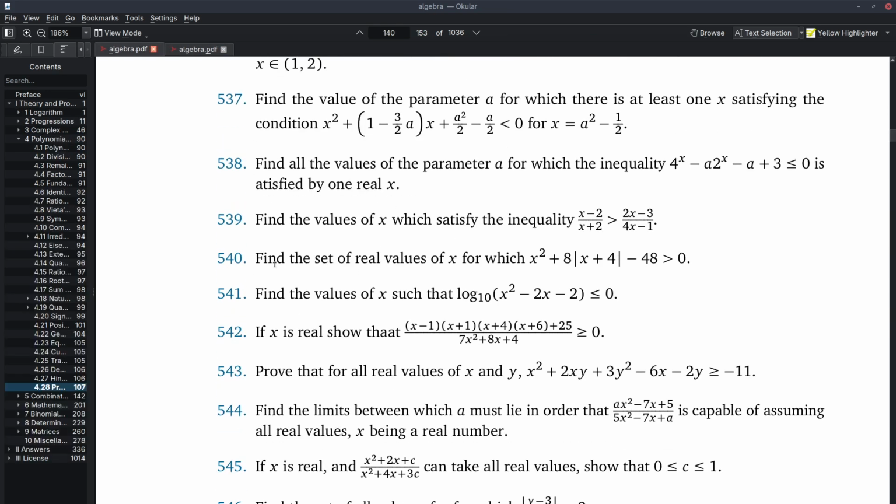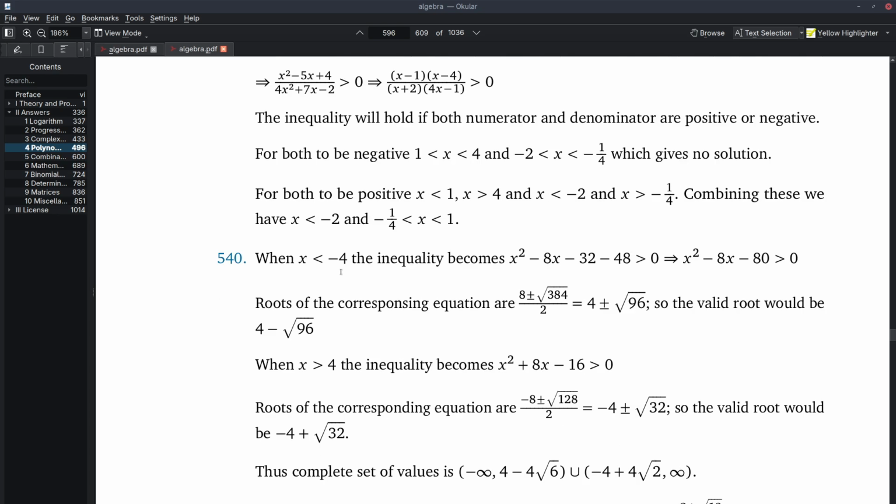Now we come to question 540. We have to find the real values of x for which x squared plus 8 mod x plus 4 minus 48 greater than 0. So first we consider x less than minus 4. So the inequality will become x squared minus 8x minus 32 minus 48 greater than 0. That is x squared minus 8x minus 18.